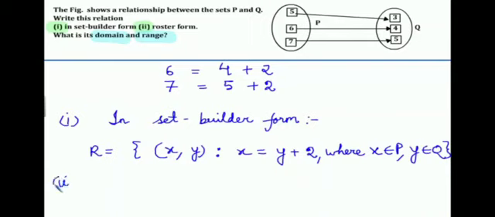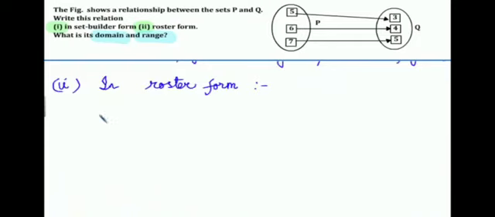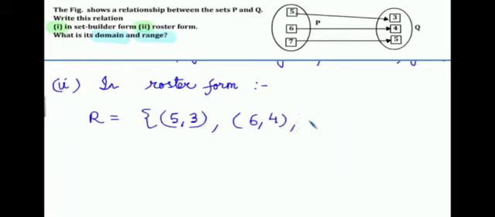Now convert it into roster form. So in roster form, we can write it directly from the figure, like R is equal to {(5, 3), (6, 4), (7, 5)}. These are the possible results shown in the figure.